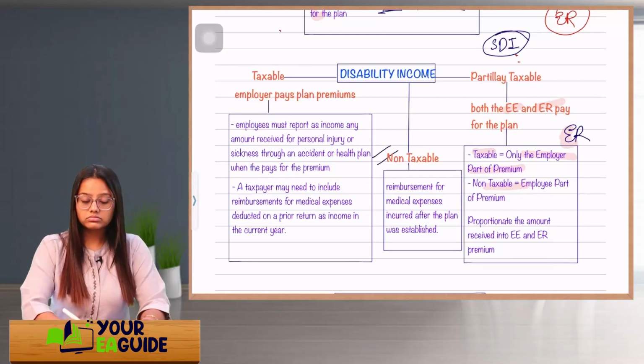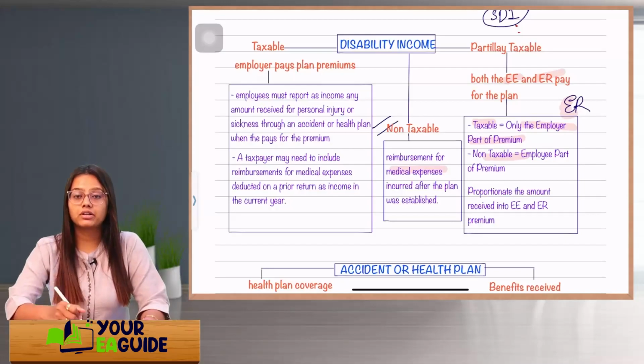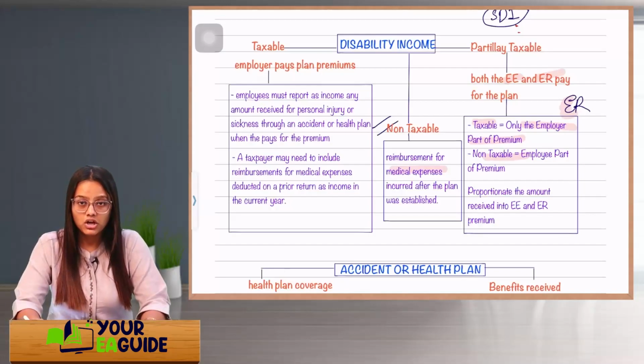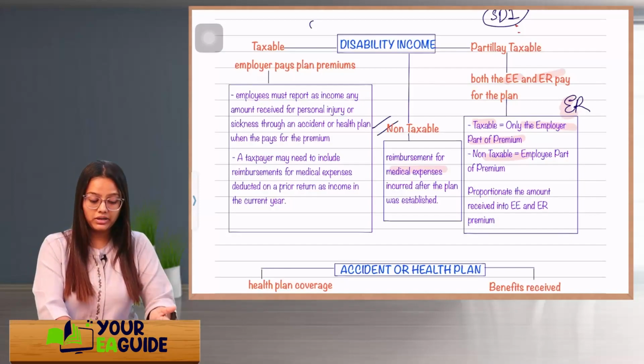One more thing is non-taxable, that is reimbursement. If you're receiving reimbursement for the medical expense incurred after the plan was established. The insurance plan was established, let's say, in 2022.